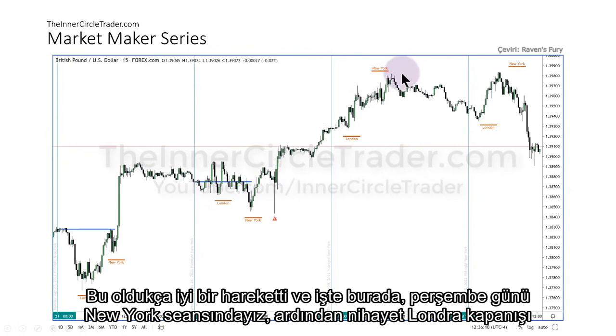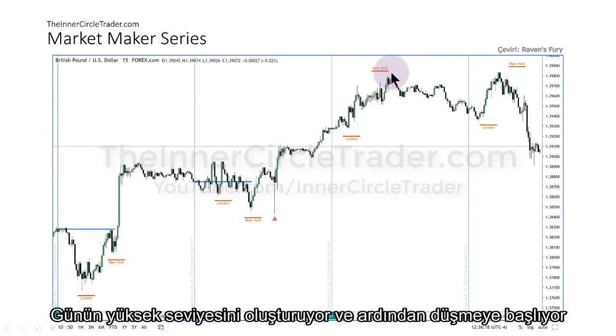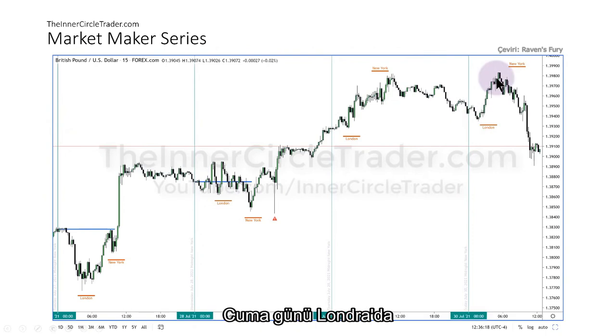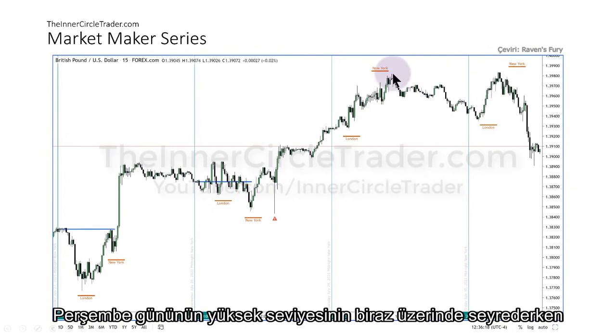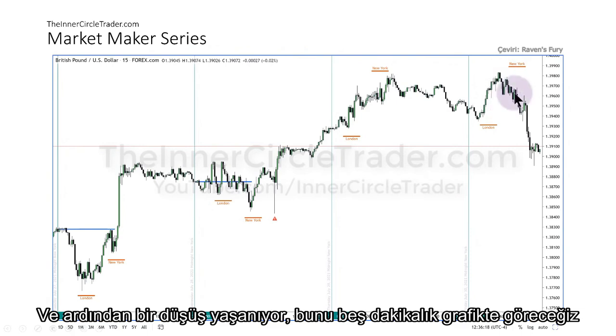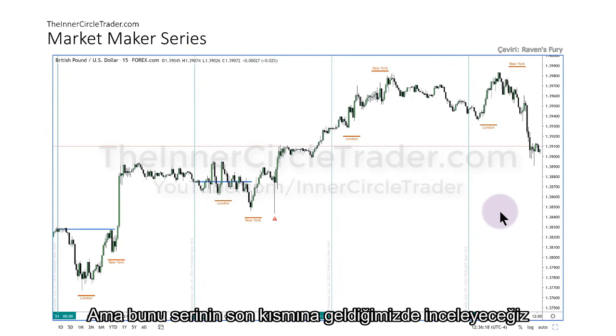And here it is. We're on Thursday in the New York session, and then finally London close creates the high of the day, starts to drift lower, and then finally one more pump up on London on Friday, running just a little bit above Thursday's high, and then we have a breakdown. We'll look at that on a 5-minute chart when we get into the last part of the series.